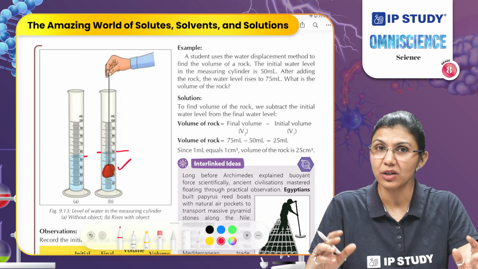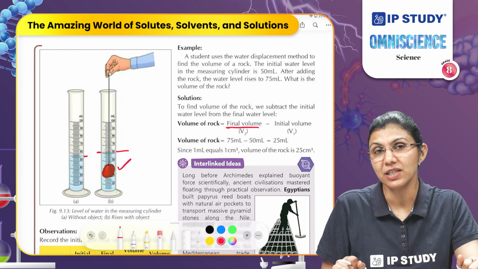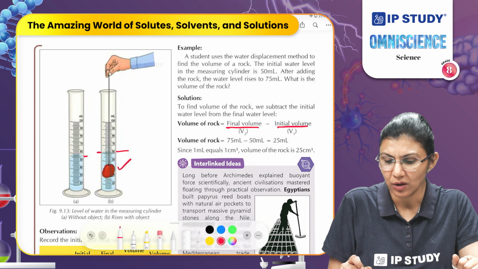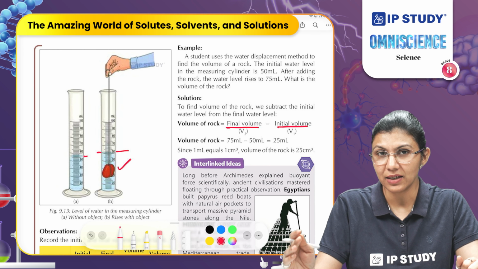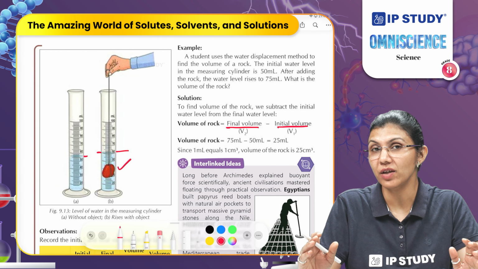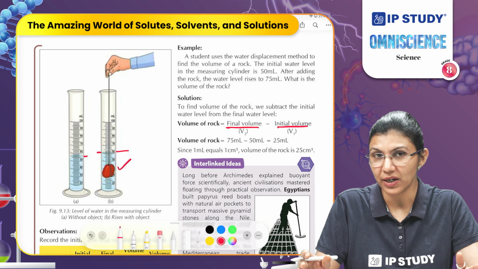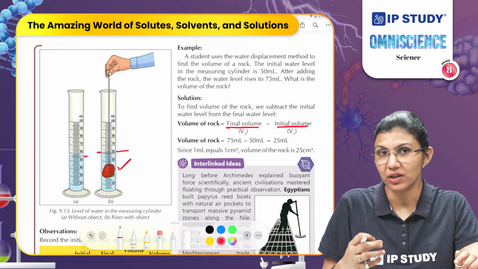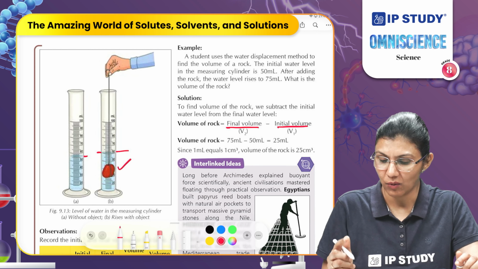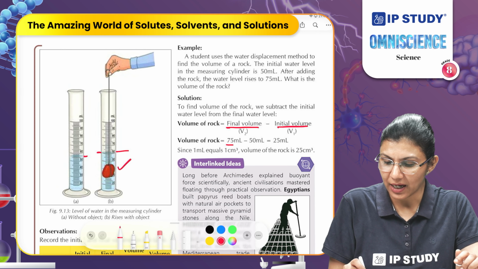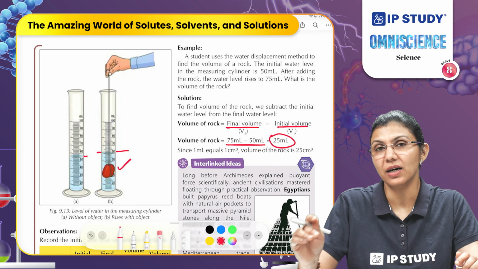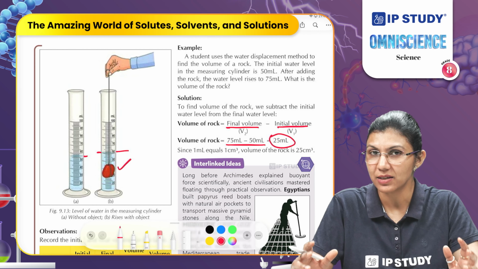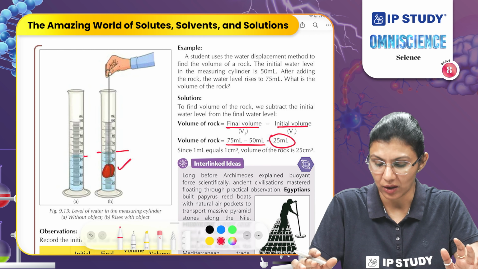To find out the volume of the rock, we subtract volume 1 from the final volume. Volume 1 is the initial volume when we were not placing any object in the water, and volume 2 is when we place the irregular shaped object in the water. After subtracting, you will find out the actual volume of the irregular shaped substance using water.